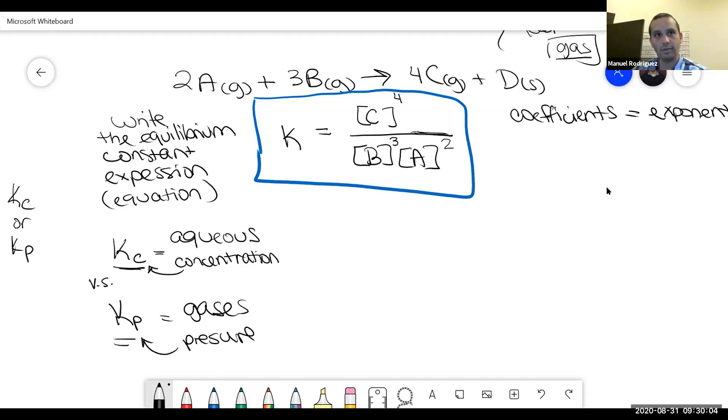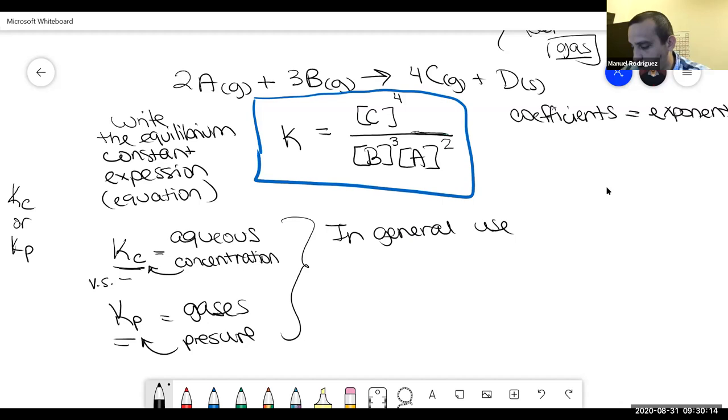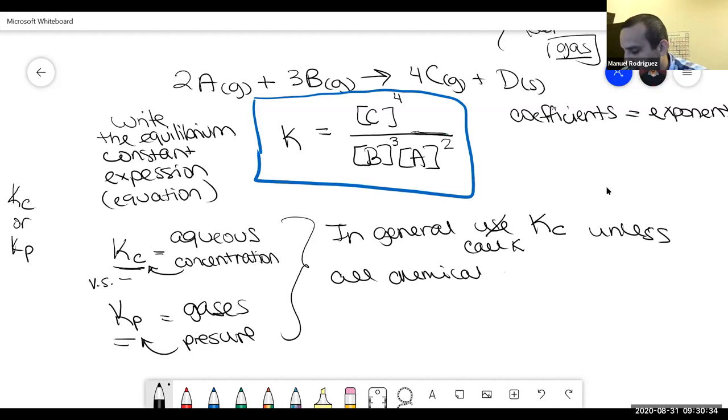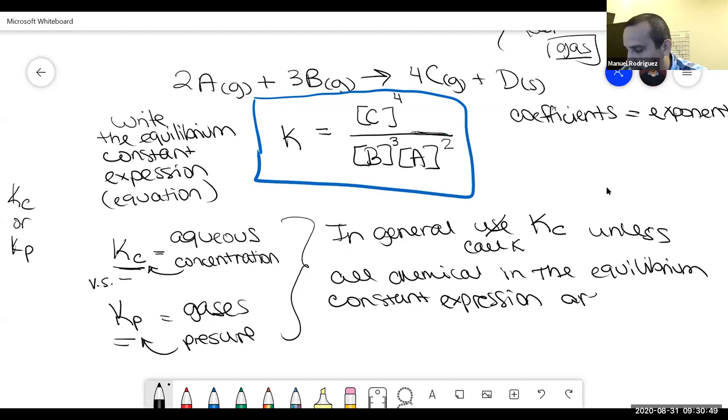So I will say, in general, use KC, or you call it K, unless all chemicals in the equilibrium constant expression are gases.